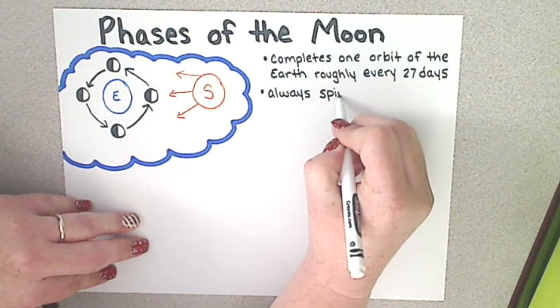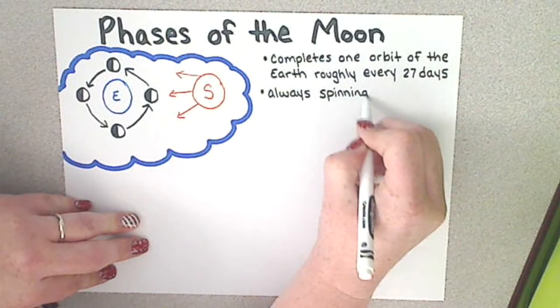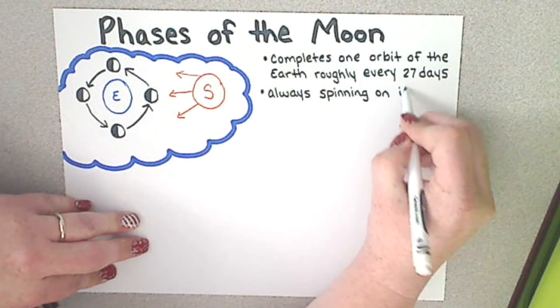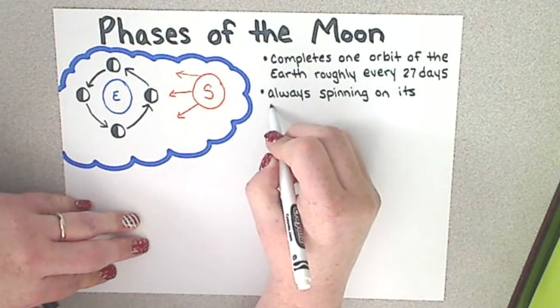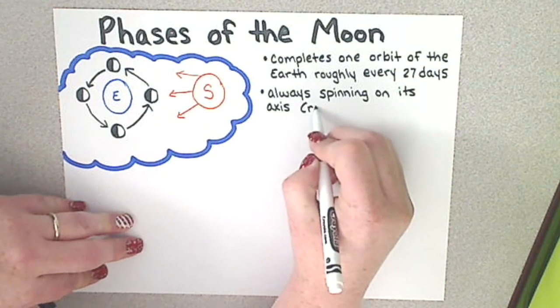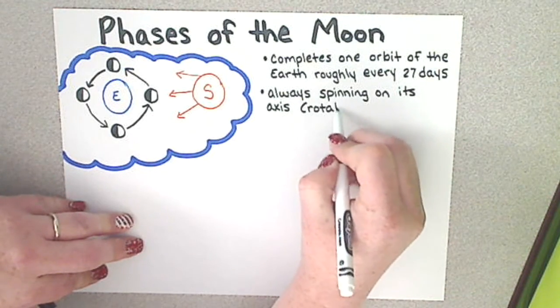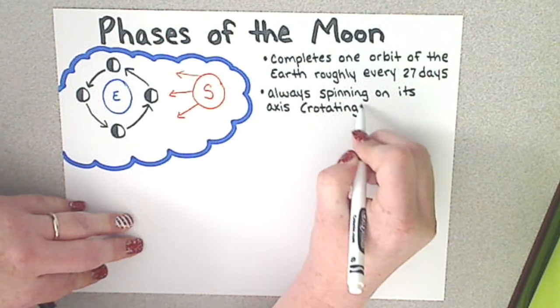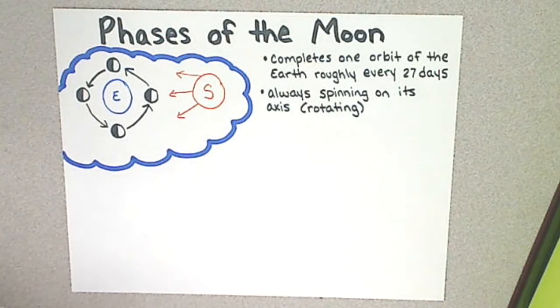Also, the moon is always spinning on its axis, or rotating on its axis. Okay. So that's 2 kind of bits of information that you need to keep in mind.